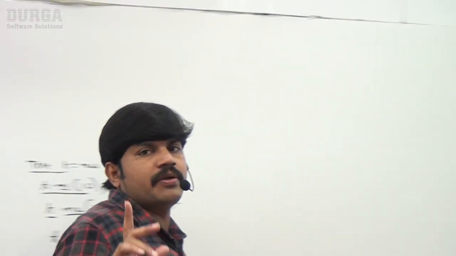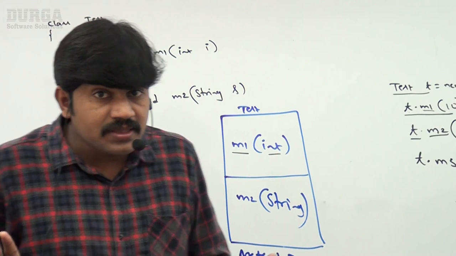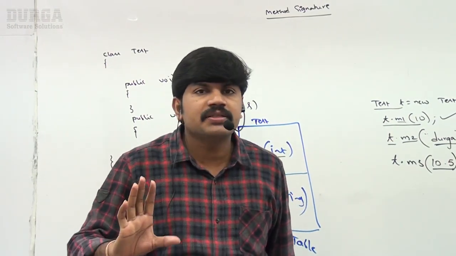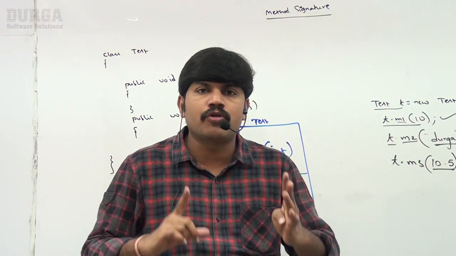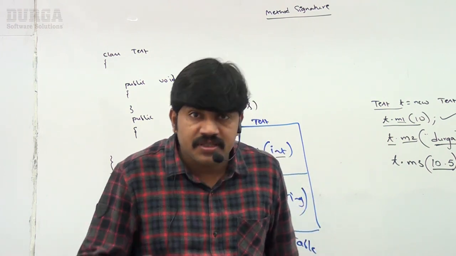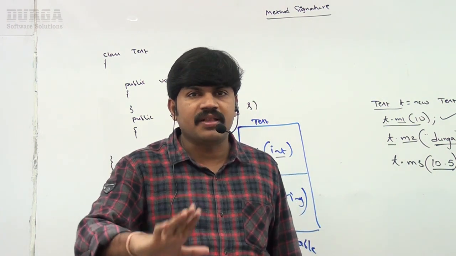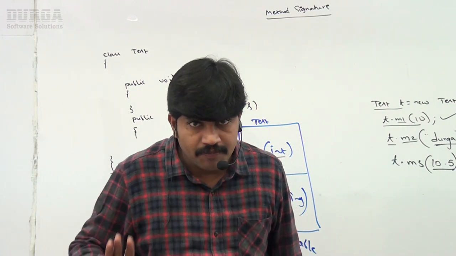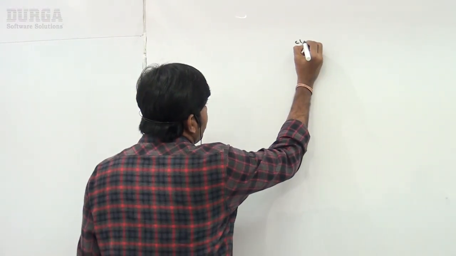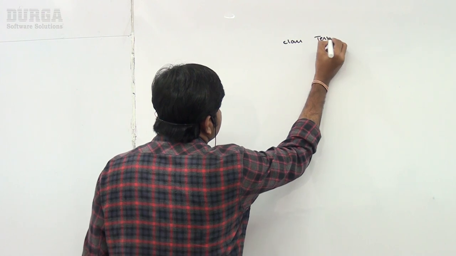Now observe very carefully about this one. What is the method signature and who is going to use the method signature? The method signature contains the method name followed by argument types. The compiler will use the method signature while resolving method calls. Clear, friends? Up to this? Sir, there is one very important point related to method signature. What is that point? Just observe that carefully, sir. I'm taking class Test.